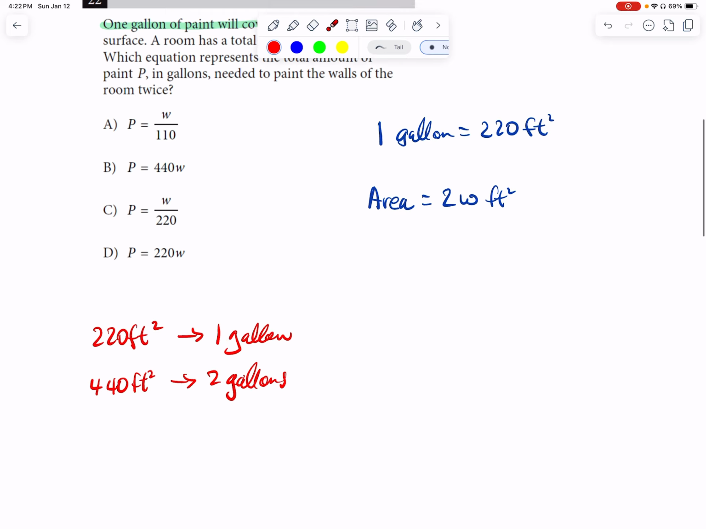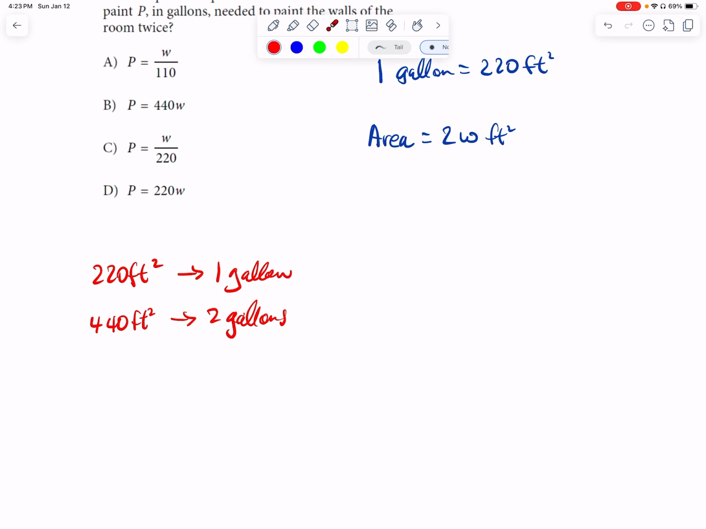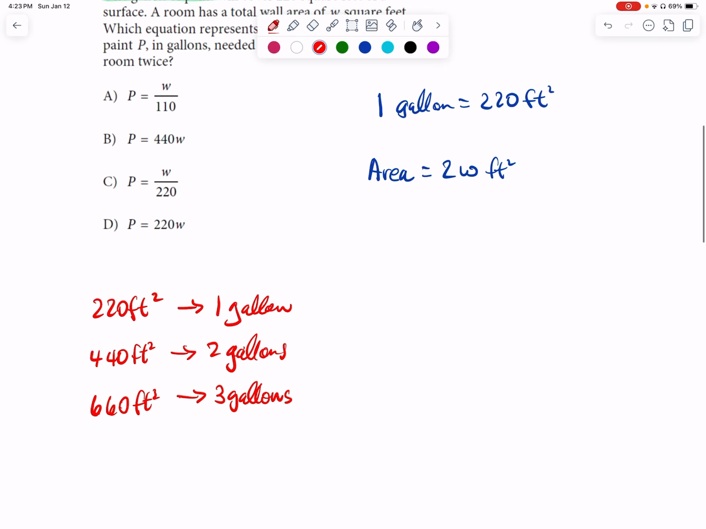And notice here, well, let's try maybe one more. Let's say that I had 660 square feet. Well, how many 220s go into this? And you can see what I'm doing here is I'm basically dividing this thing by 220. So dividing this by 220 gives us 3 gallons, right? Now, if you just look at your answer choices here, there's only one that says that we're dividing something by 220, and it makes it seem like it should be this answer choice C, but that's not exactly correct.